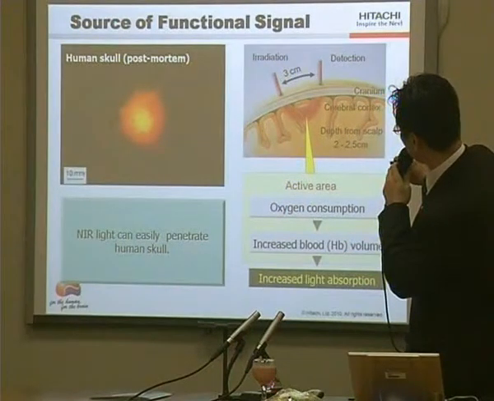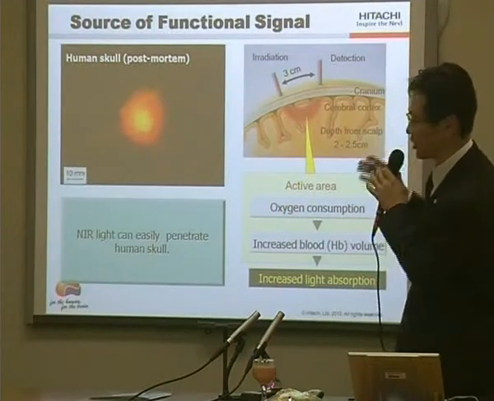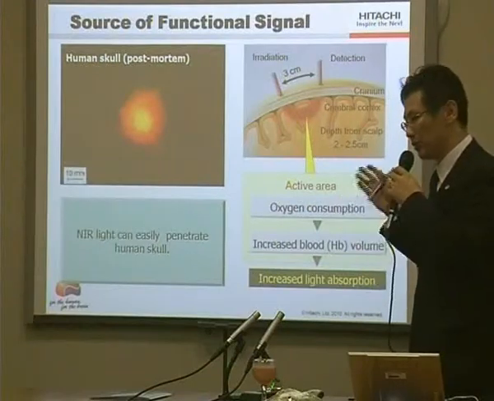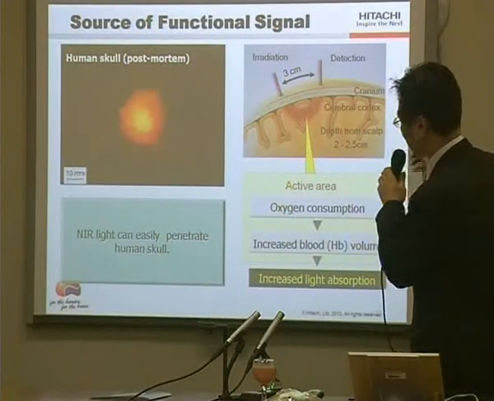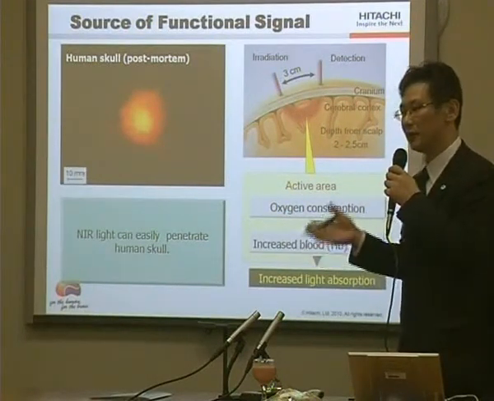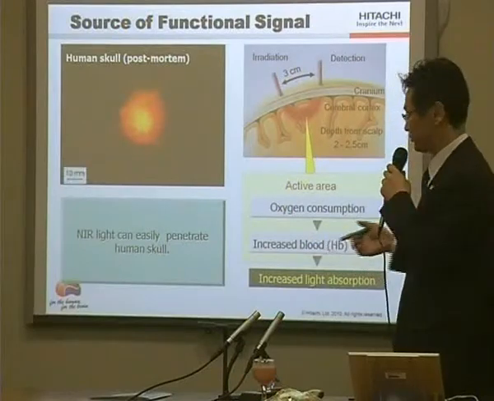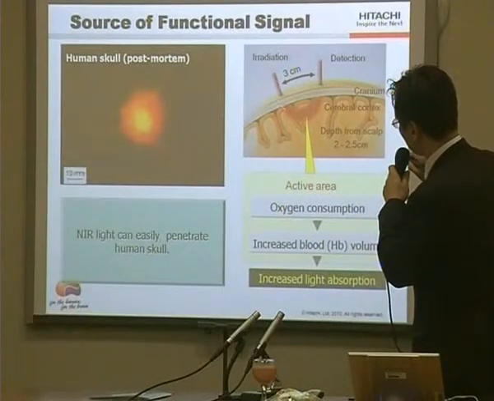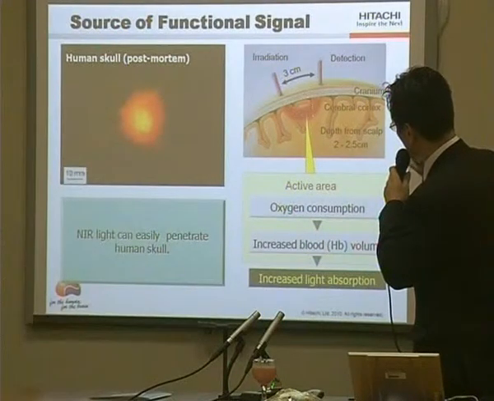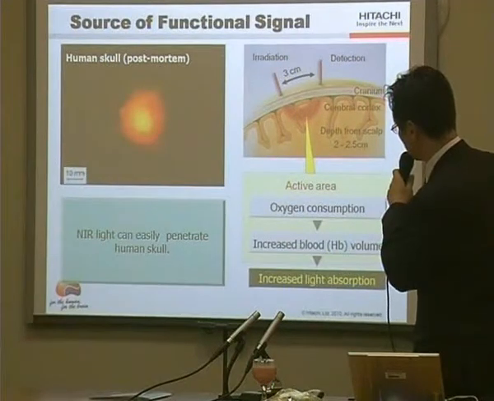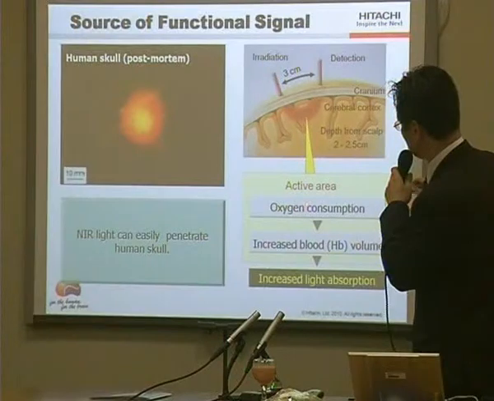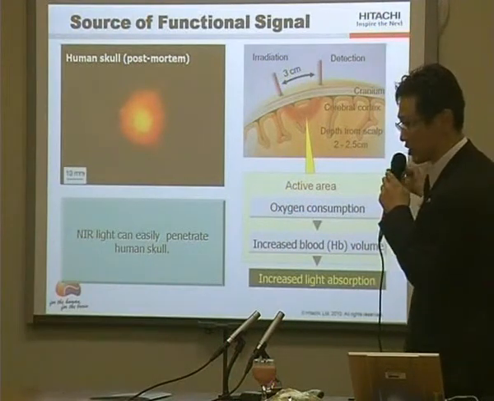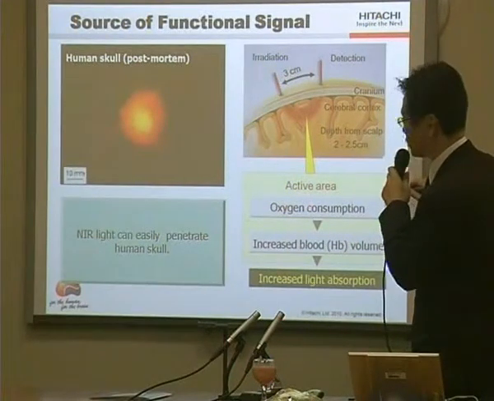And this is the cerebral cortex. The thickness is about 2 to 5 millimeters. This cerebral cortex is very important, like a CPU or memory in the computer, and we try to measure its functions. When the cerebral cortex is activated by something, each cell consumes oxygen.